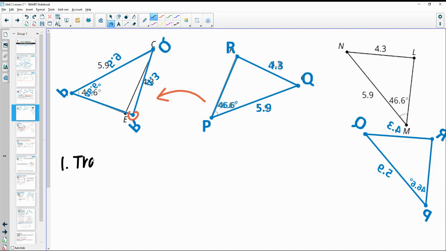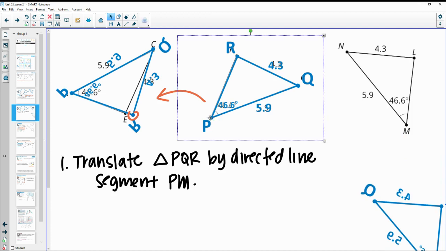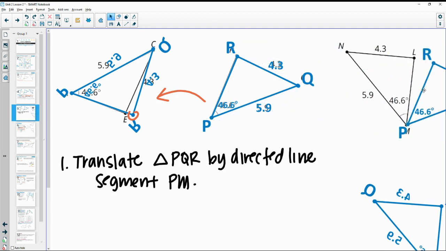So I'm going to say that I'm going to translate triangle PQR, I don't know why I keep writing R, by the directed line segment. And I want to bring P over to M because I know that those are the same because I see that 46.6 degree angle in both. So by segment PM.